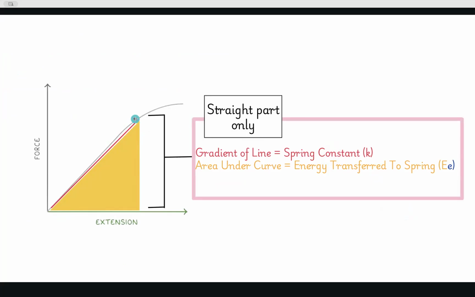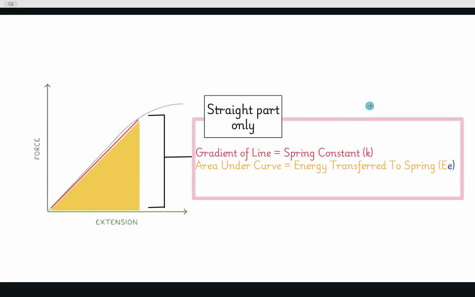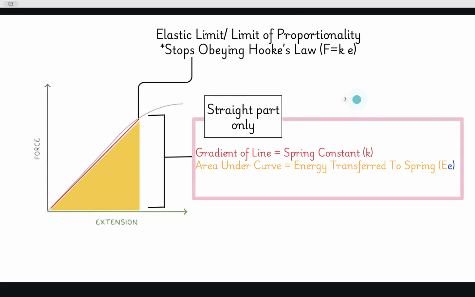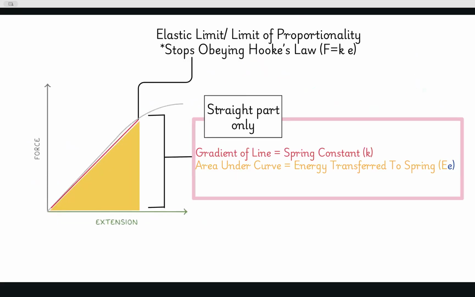So, there is a point here. Oh, sorry. There's a point here, which is the elastic limit or the limit of proportionality. So that's where it stops obeying Hooke's law. And all Hooke's law is that force and extension are directly proportional. So just like this.